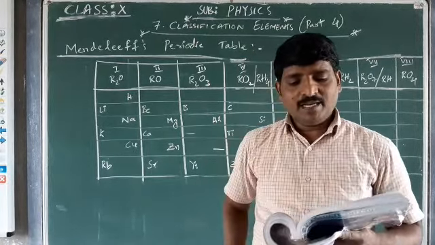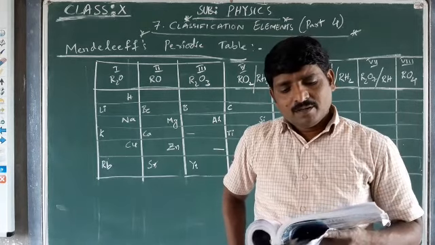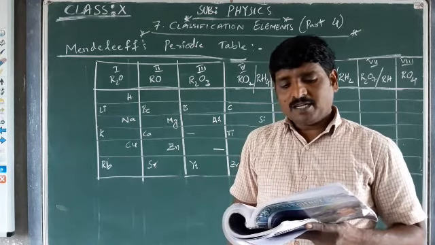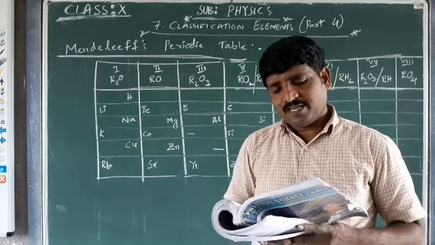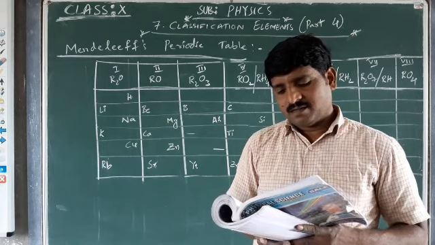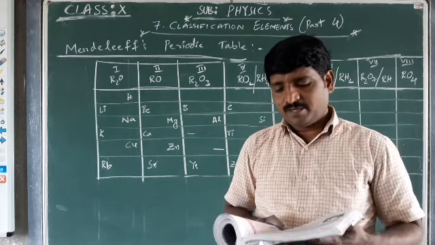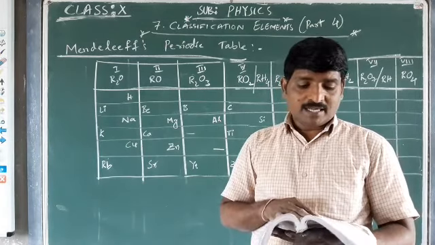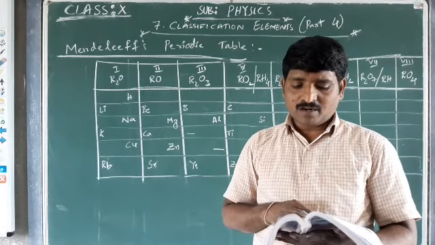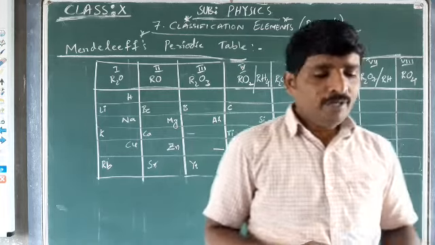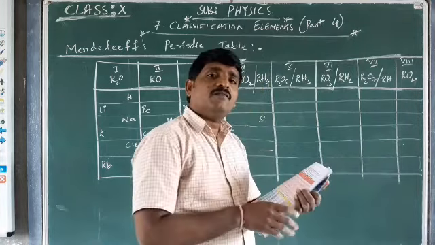Mendeleev arranged the elements known at the time in a chart in a systematic order, in the increasing order of their atomic weights. Refer to table 2 and the modified periodic table, table 2a. See, Mendeleev arranged the elements known at the time in a chart in increasing order of atomic weights. How has he arranged them in increasing order of their atomic weights?